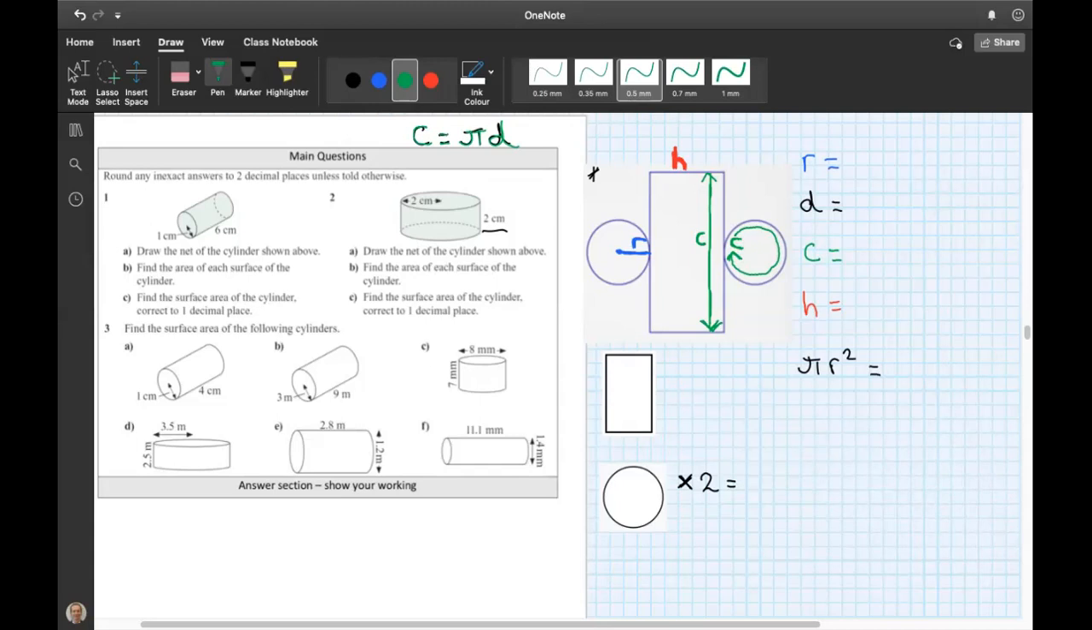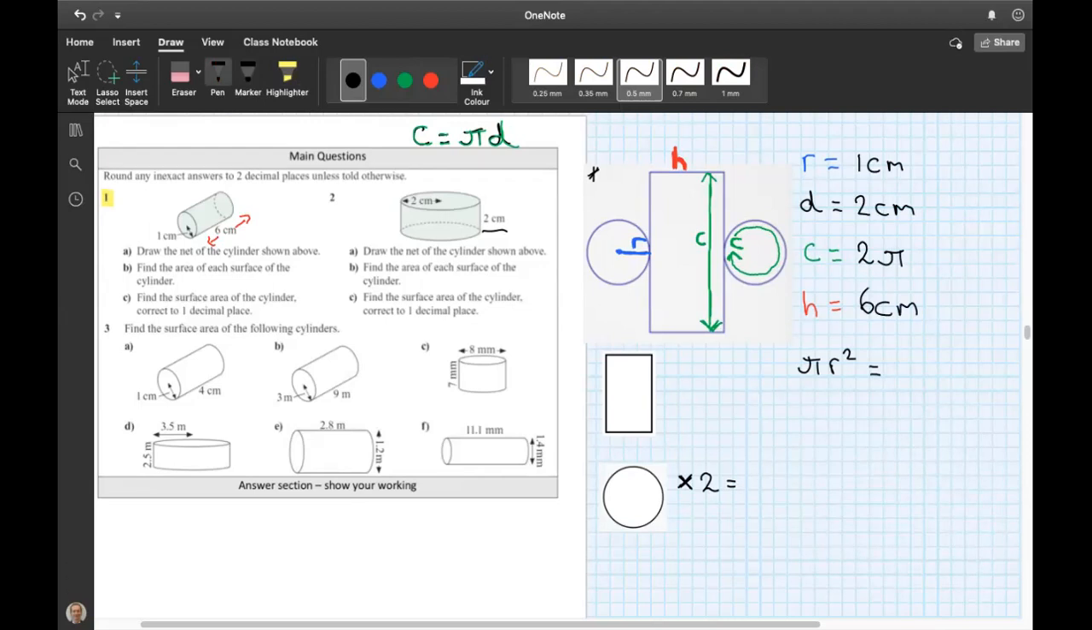Let's have a go at question number 1. And I'm going to start off by just labelling my dimensions. So the radius in question 1 is 1 centimetre. My diameter, therefore, will be double that, 2 centimetres. And to find my circumference, I need to do the diameter, 2, multiplied by pi. And that gives me the circumference. H, my height, is labelled on here already. That's this, 6 centimetres. Okay, 6 centimetres. And I'm now ready to start labelling my diagram down here.